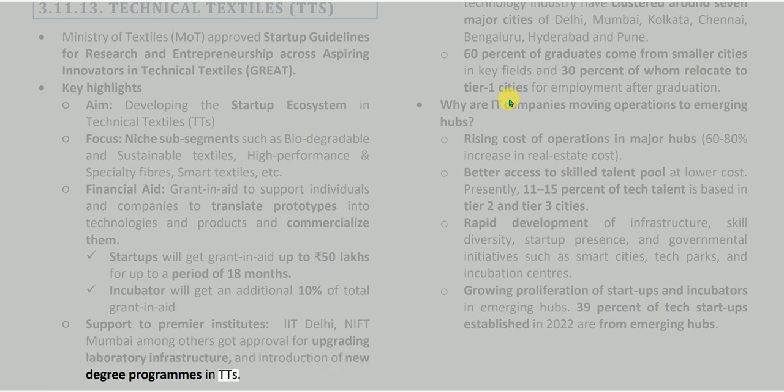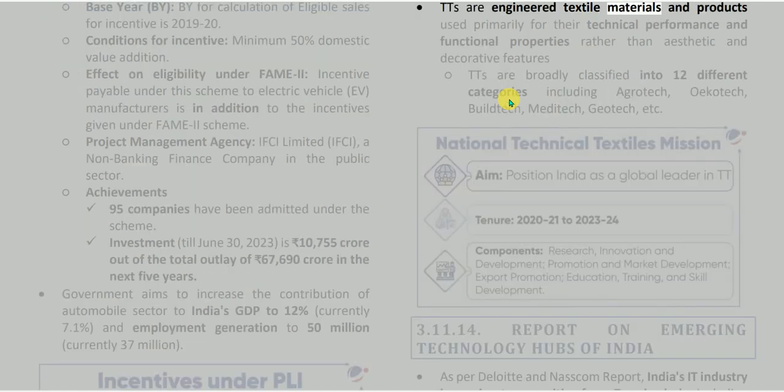TTs are engineered textile materials and products used primarily for their technical performance and functional properties rather than aesthetic and decorative features. TTs are broadly classified into 12 different categories including Agrotech, Oekotech, Buildtech, Meditech, Geotech, etc.